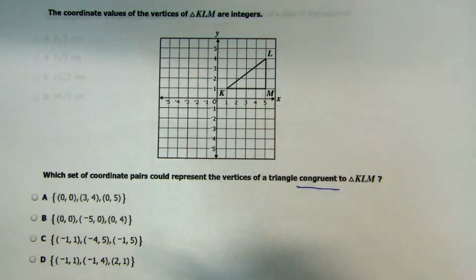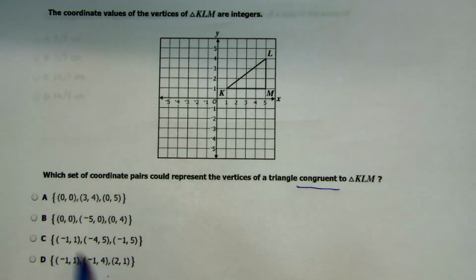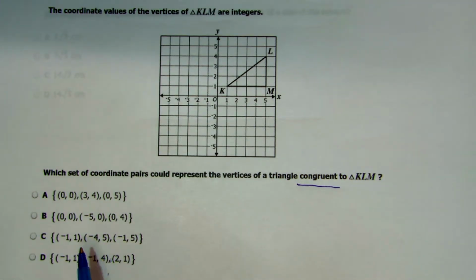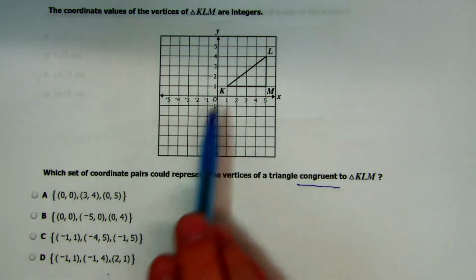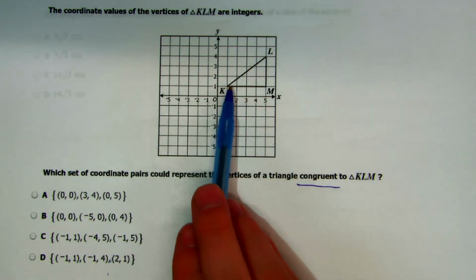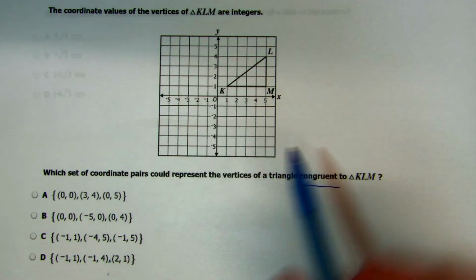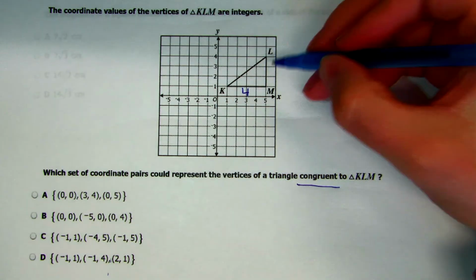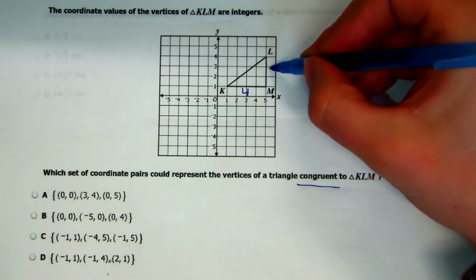You also notice that the triangles that we're comparing it to are all in coordinate form, so you're going to have to do a good bit of work to figure out the distances of some of these triangles. As you look at this, two of the distances are easy. To get from K to M, you would have to walk 4 units. To get from L to M, you would have to walk 3 units.